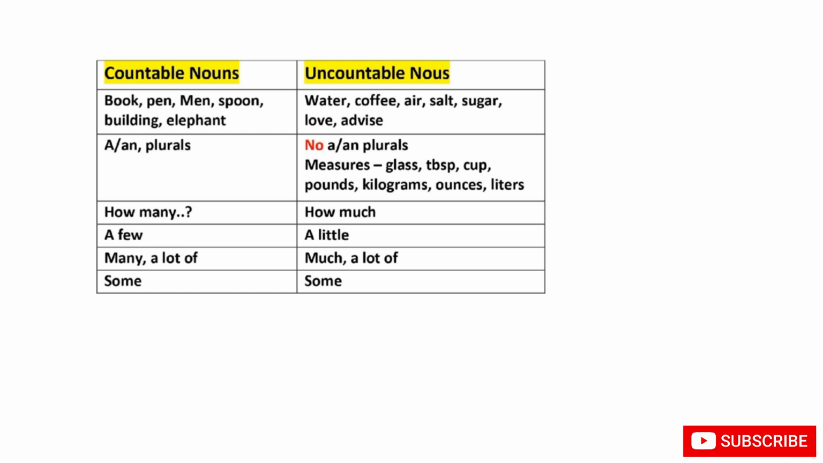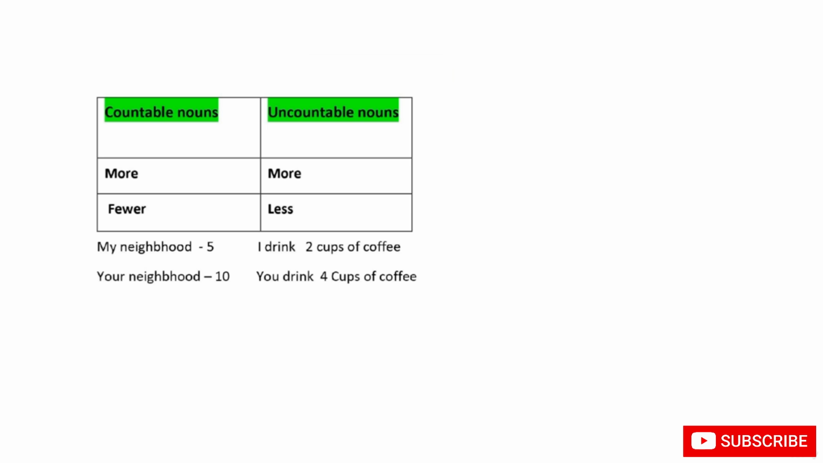And this is when we want to make comparisons. We're going to take a couple of examples. Let's say that in my neighborhood, that is in the place where I live, there are 5 buildings. In your neighborhood, there are 10 buildings. So we can say that there are more buildings in your neighborhood. Okay? Just keep that in mind.